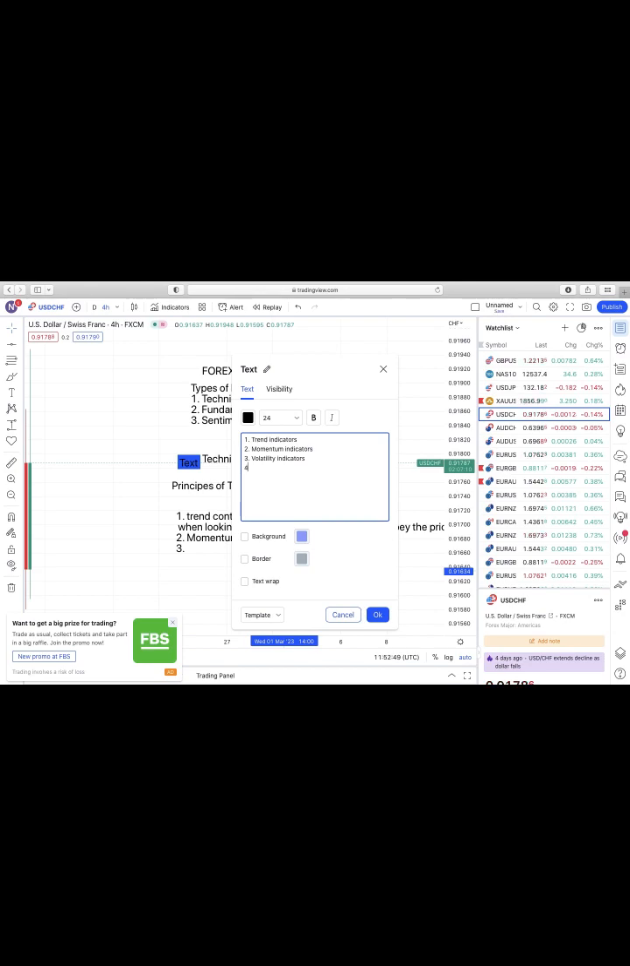Then we check the volume indicators. Trend indicators and momentum indicators, we will be talking about them, but for now, we want just to talk about technical analysis in general.